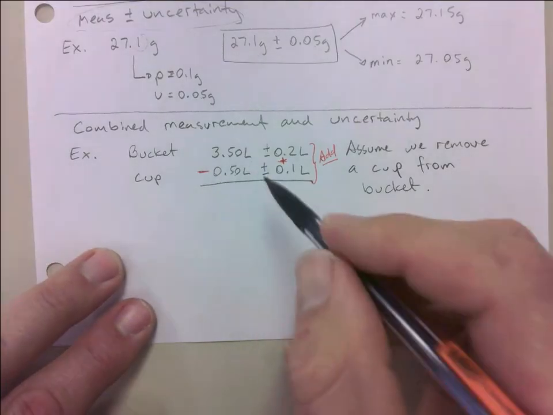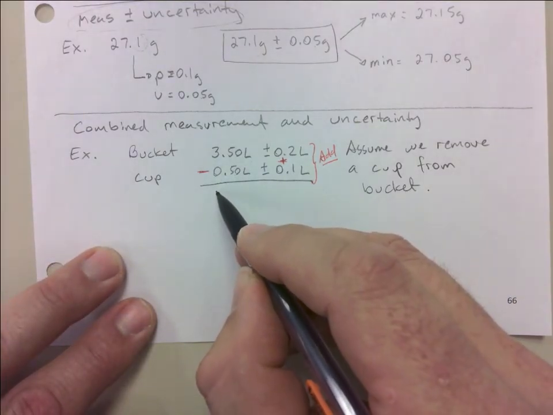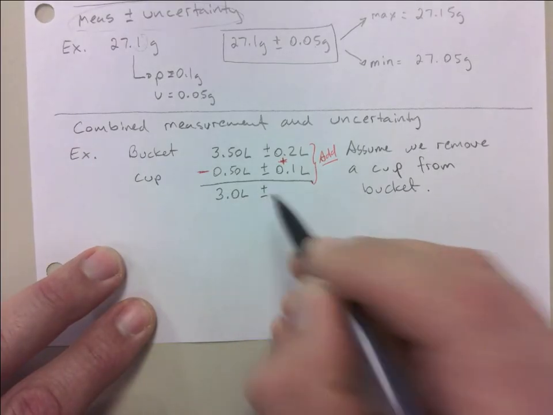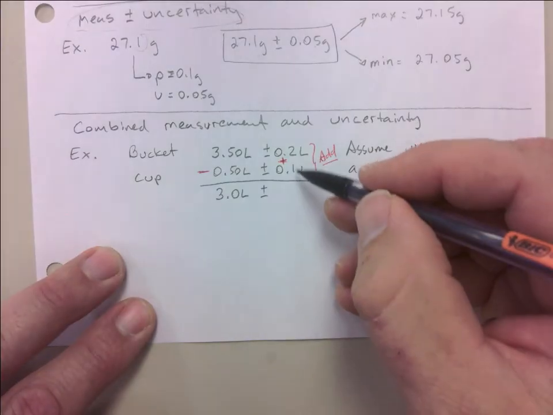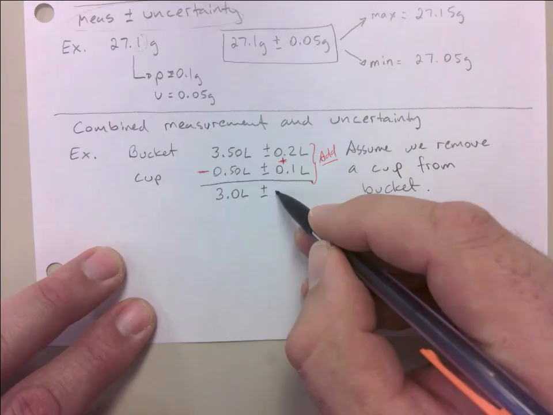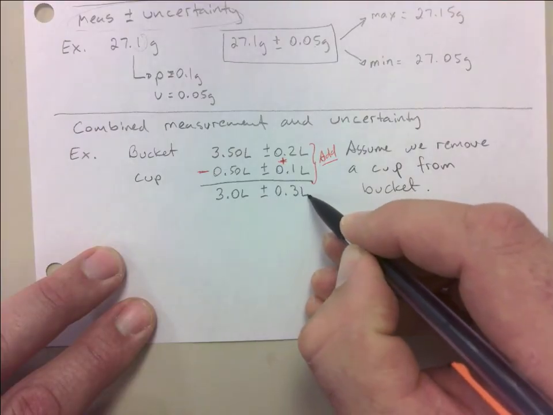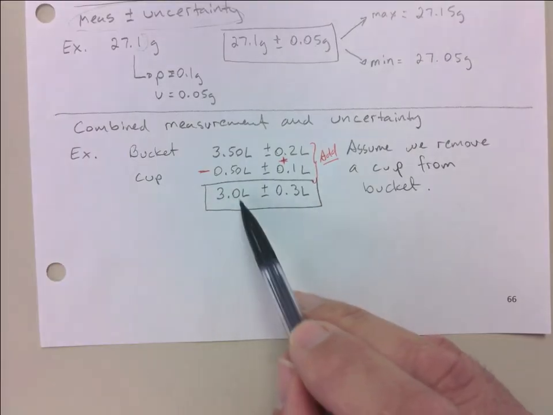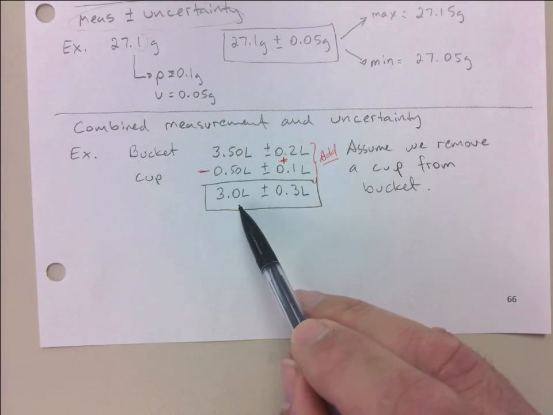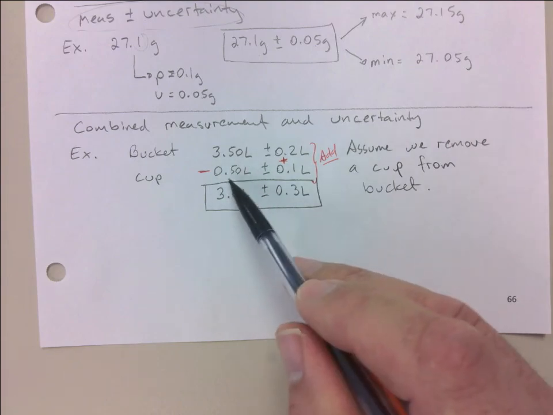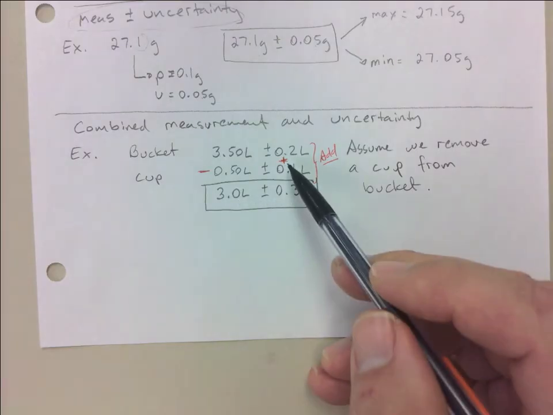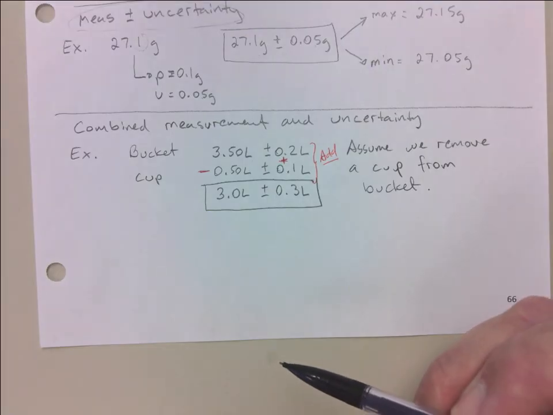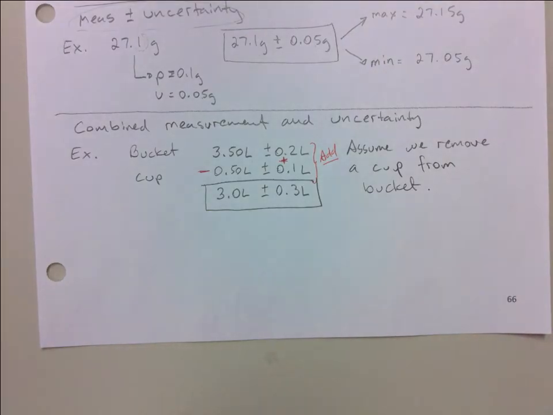Okay, so 3.5 minus 0.5, that would be 3 liters. I'm going to stick to that. If you just put 3, that should be fine. And then here you add the uncertainties as well. So that's 0.3 of a liter. So that's what we mean by the combined, how much is left in the bucket. So that's kind of like combining the measurements. In this case, you subtract. And we would have to add the uncertainties like so. So you got to be able to figure that out.